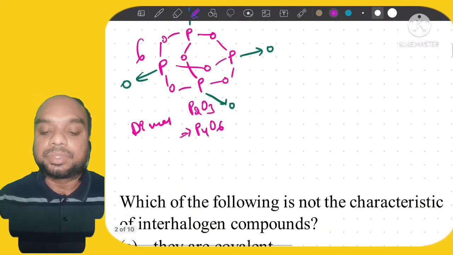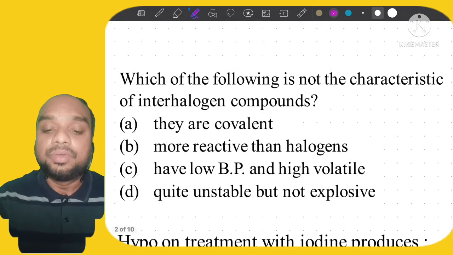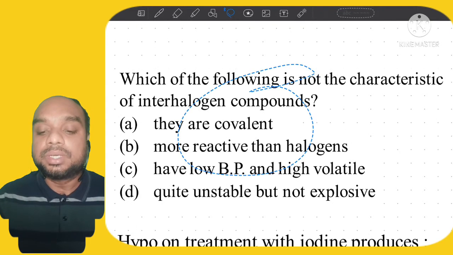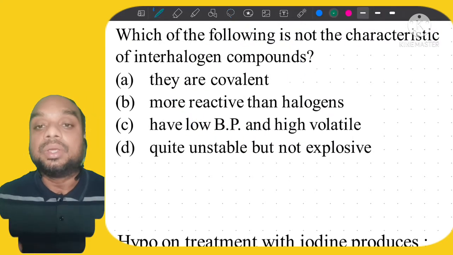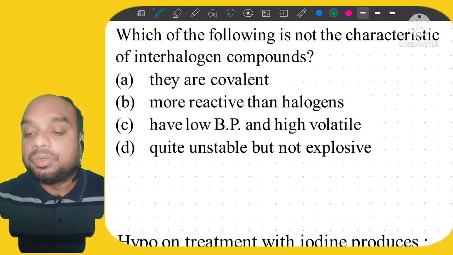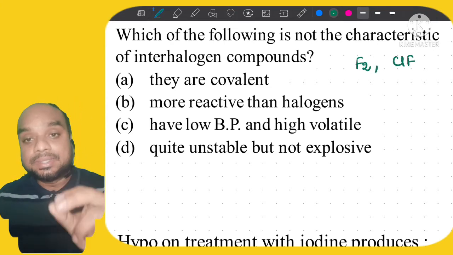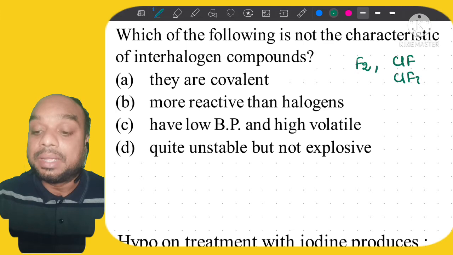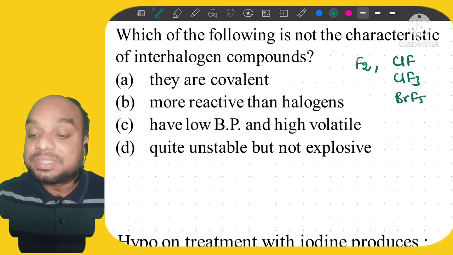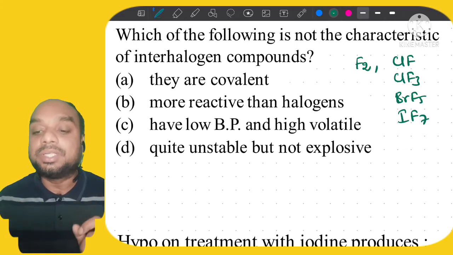Okay. Next question. Which of the following is not a characteristic property of interhalogen compounds? Which are called interhalogen compounds? When 2 different halogens are combined together, those are called interhalogen compounds. If you take fluorine, F2 is a halogen. Now chlorine and fluorine, when those two combine together, these are called interhalogen compounds. Like ClF, ClF3, BrF5, IF7, these all are interhalogen compounds. What is the difference between these two?